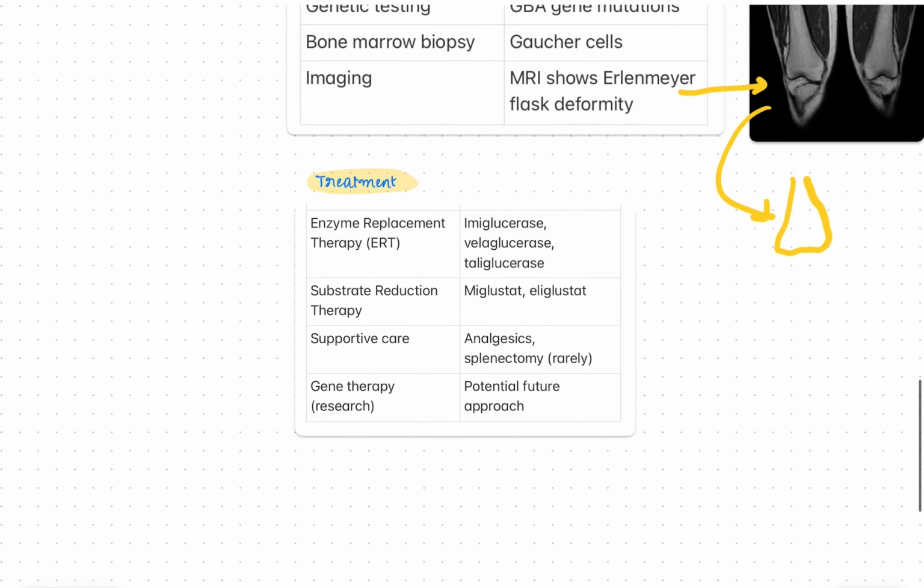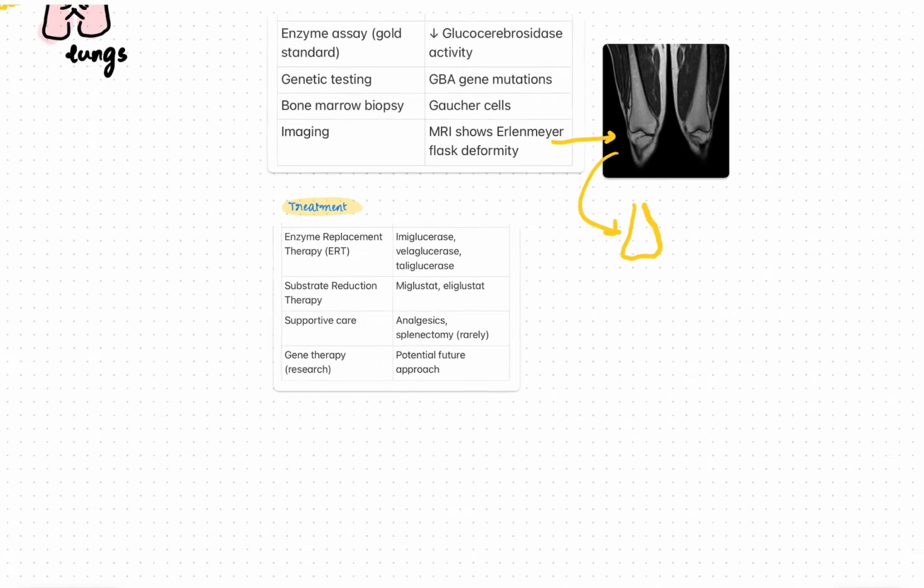The treatment includes enzyme replacement therapy, which acts in place of glucocerebrosidase and breaks down glucocerebroside into glucose and ceramide. These are imiglucerase, velaglucerase and taliglucerase. Substrate reduction therapy with miglustat and eliglustat can also be given. Supportive care includes analgesics for the bone pain, and splenectomy can rarely be done. Potential future research is based on gene therapy.